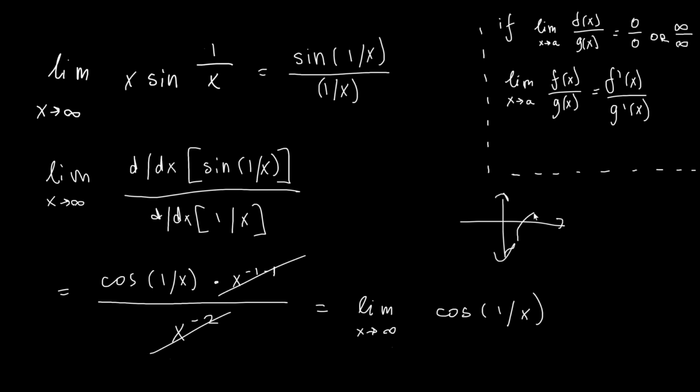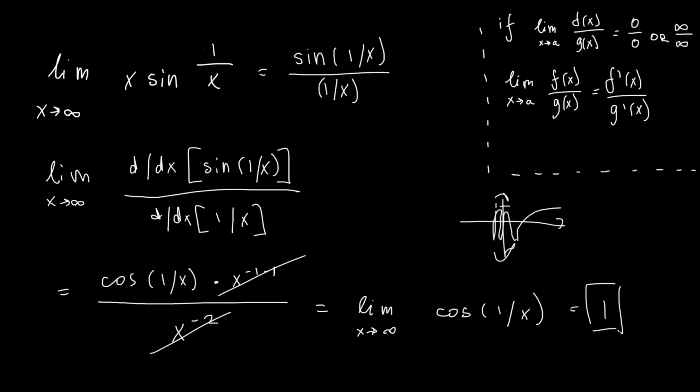Your function is going to get more and more positive eventually, and over here it's going to oscillate between 1 and negative 1, something like that. So your value is going to get closer and closer to 1, so the answer is just going to be 1.